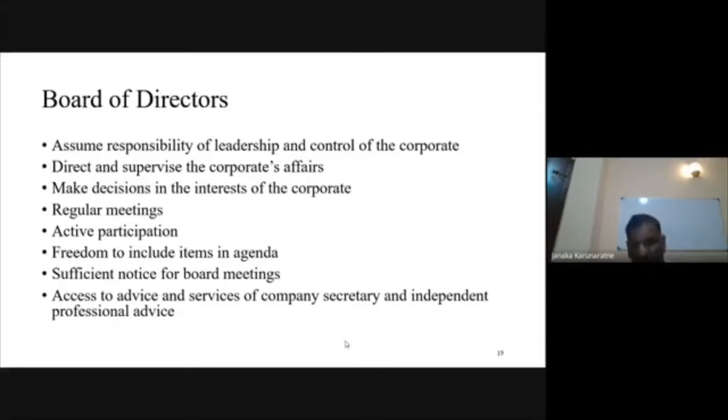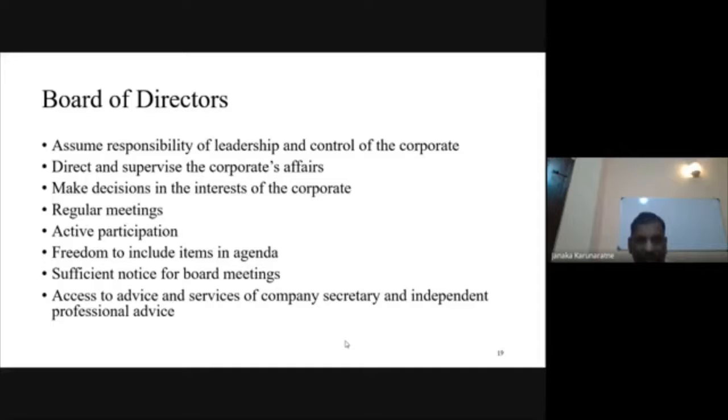Freedom to include items in the agenda. So they must have the freedom to include whatever items they feel comfortable with in the agenda they wish. Another important thing is that there must be sufficient notice for board meetings. Sometimes board members don't have any time to prepare for the board meeting, to read the board papers, if you conduct meetings without sufficient notice. So it's very important that sufficient notice is given by the relevant people with respect to the conduct of board meetings.